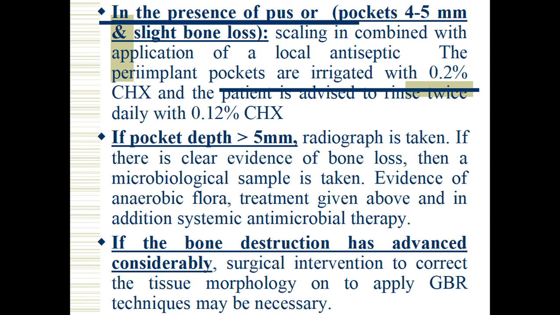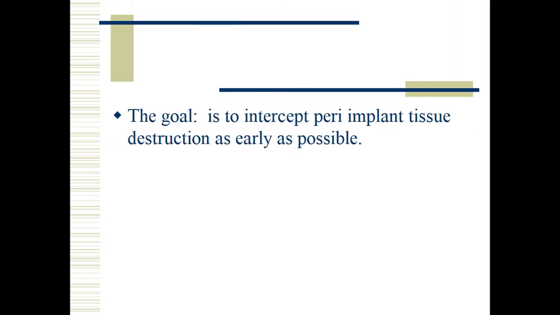If pocket depth is greater than 5 mm, radiograph is taken, and if clear evidence of bone loss is there, then a microbiological sample is taken, and if anaerobic flora is there, then antimicrobial is given, along with the treatment given above, that is scaling followed by irrigation with chlorhexidine. If bone destruction has advanced considerably, then surgical intervention is required. The goal is to intercept peri-implant tissue destruction as early as possible. Thank you.